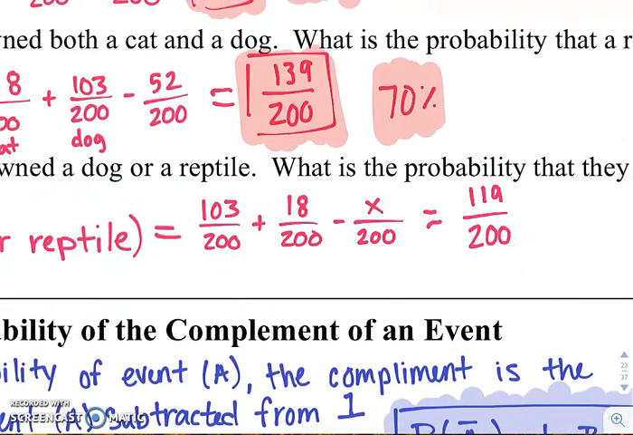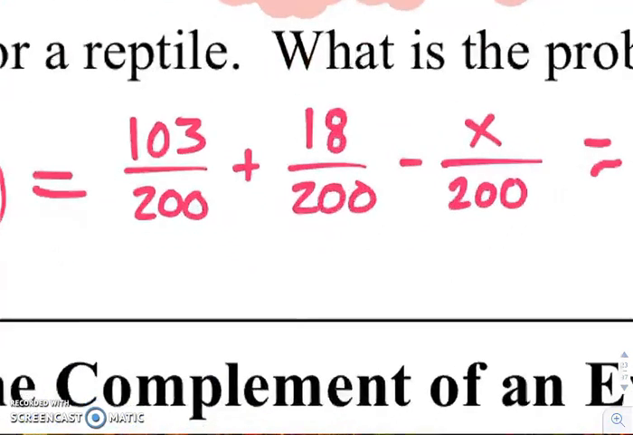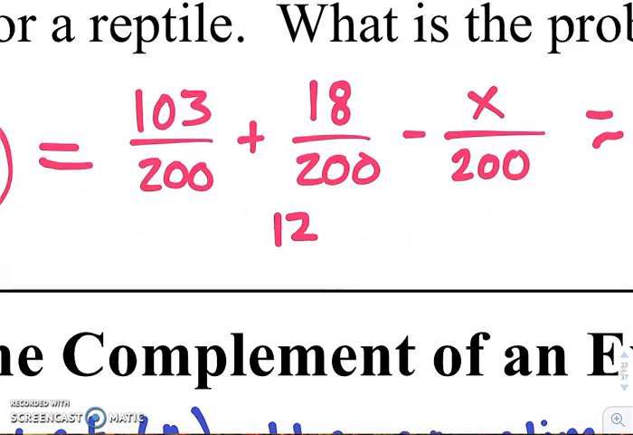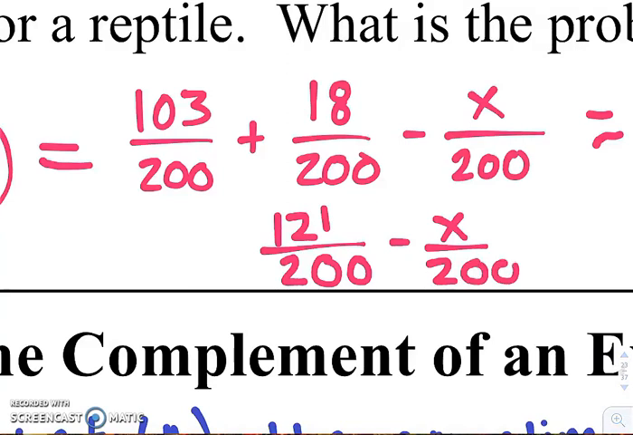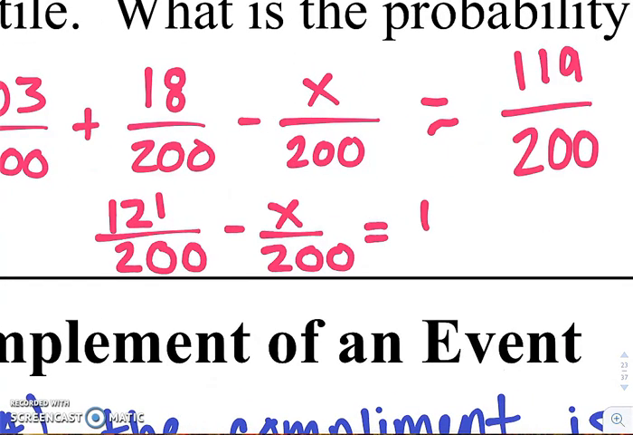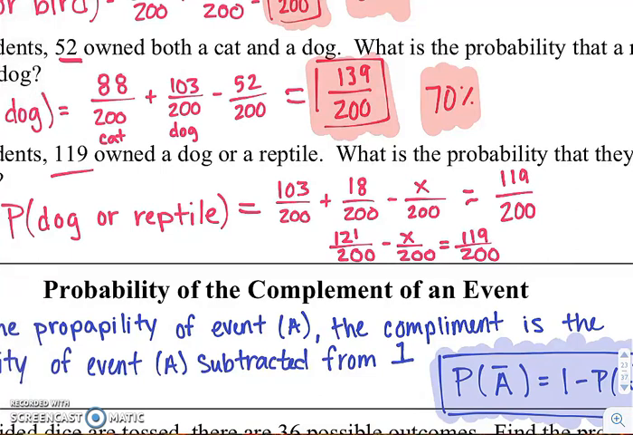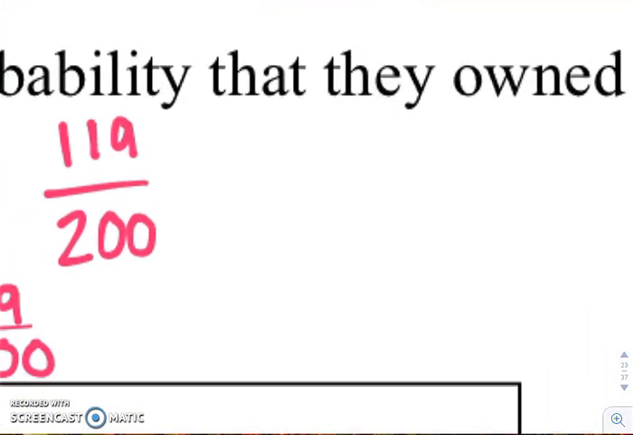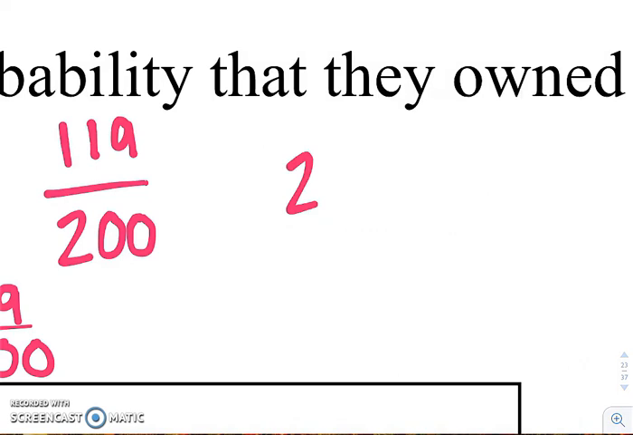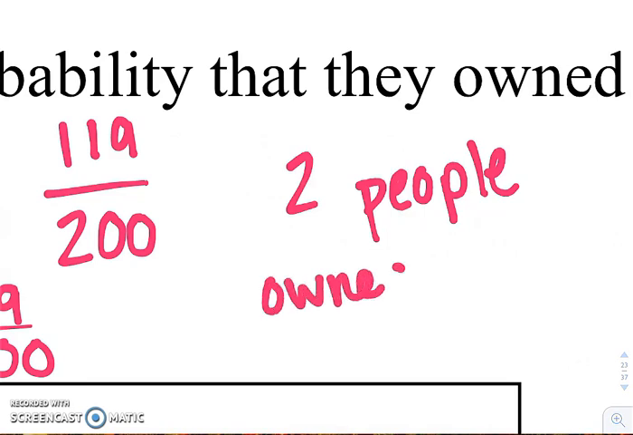So if we do this math, 103 plus 18 is 121. So either in your head or you can actually solve for it. 121 minus what would be 119. So 121 minus 2 gives you 119. So 2 people only owned a dog and a reptile. That was the overlap there.